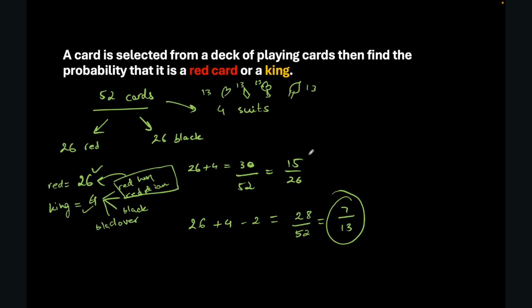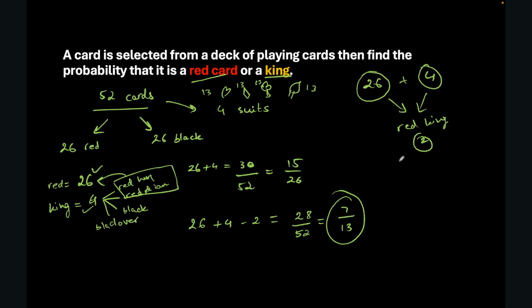Again, let me just repeat what I've done here. I'm told that either it's from the red card or it's a king. So I know there are 26 red cards, and I know there are 4 kings. But there is a common similarity and overlap between both of them, and that is red kings. And I know there are 2 red kings. So I'm going to have to subtract them because I've already counted them once in either here or here. It doesn't really matter, but I've already counted them once.